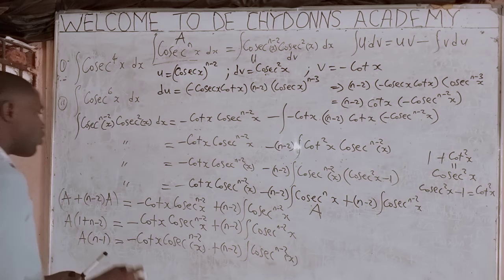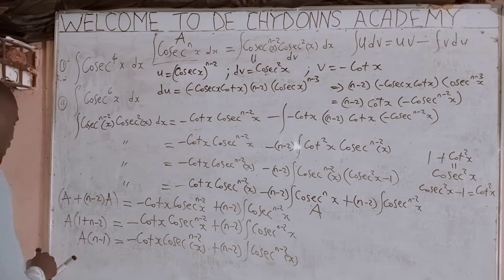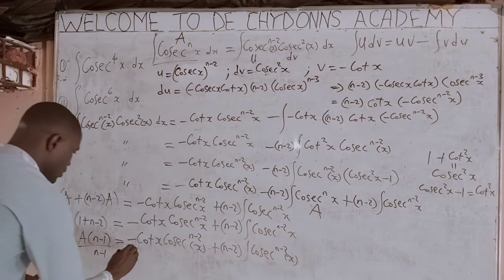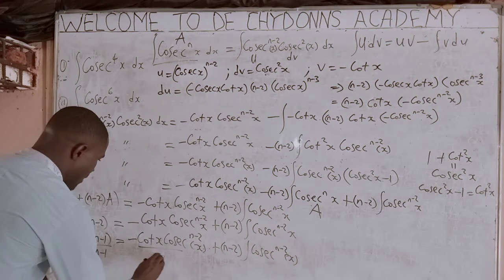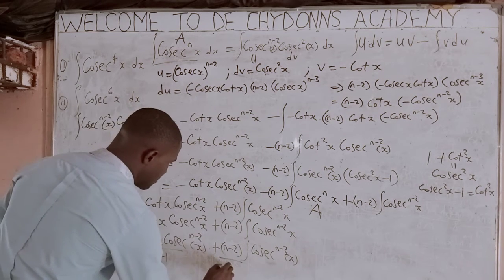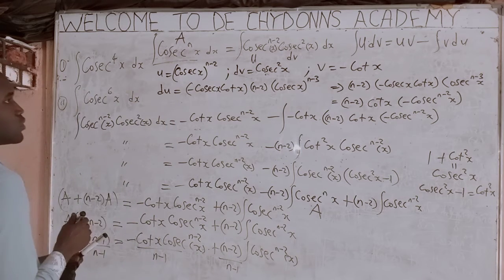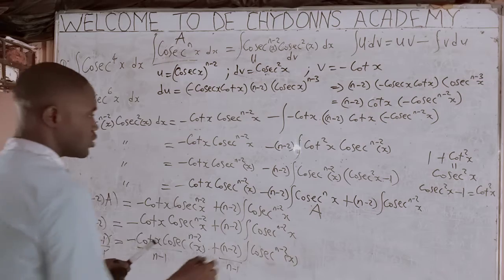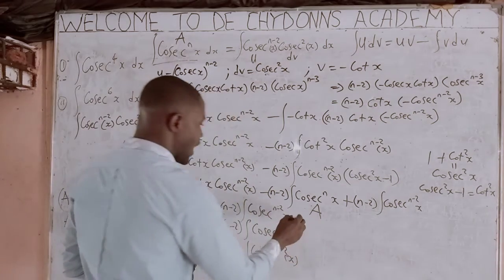Okay, so what we now do is divide everything by m minus 1. If you do that, this will cancel this.